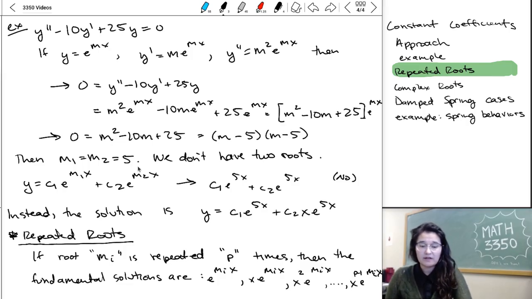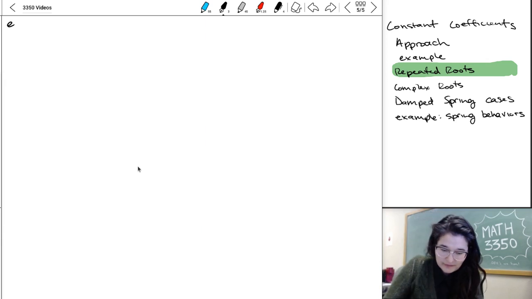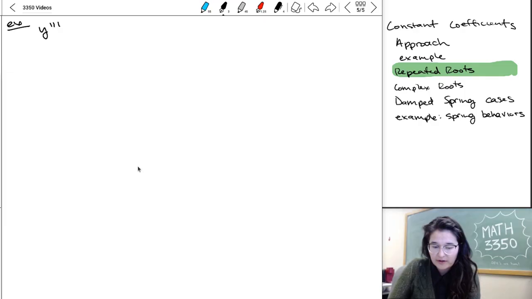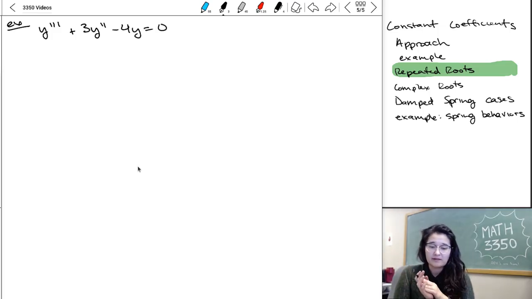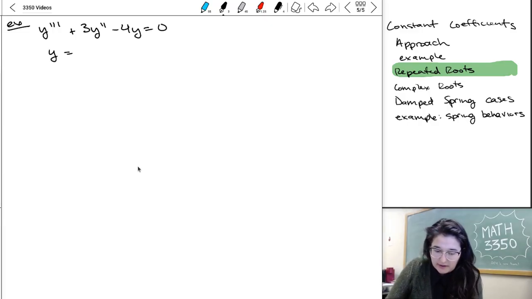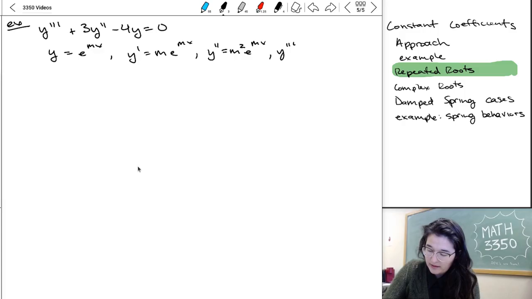In the next video, oh wait, no, I have another example for you. We're going to consider one of those higher order examples. It's actually not going to give us more repeats though. I'll spoil it. So we've got y triple prime plus 3y double prime minus 4y equals 0. And we're going to assume y is e to mx, y prime is m e to mx, y double prime is m squared e to mx, and y triple prime is m cubed e to mx.